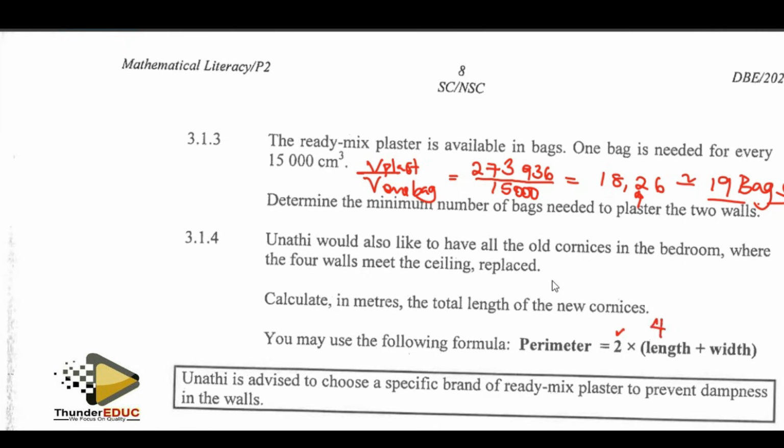So the length we saw as 4,8 plus the width, which is 3,5. Do that for me. So perimeter equals 2 into 4,8 plus 3,5. And your answer becomes 16,6. Don't forget the units: 16,6 meters. This is perimeter.